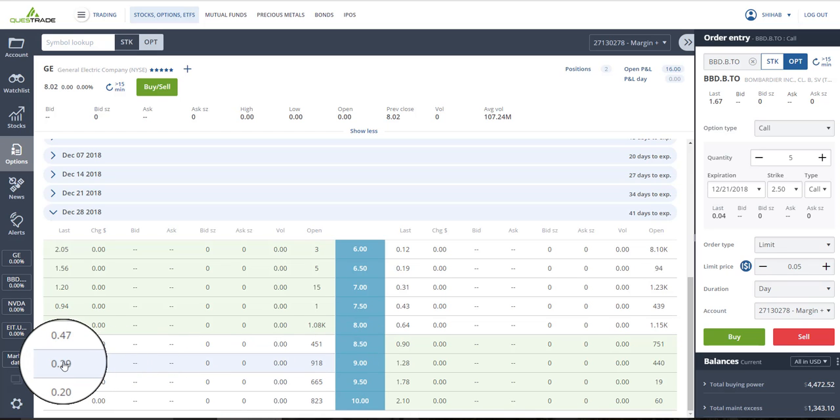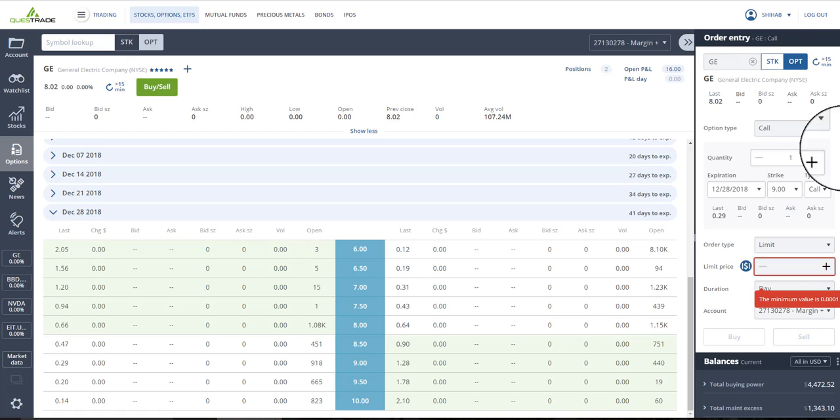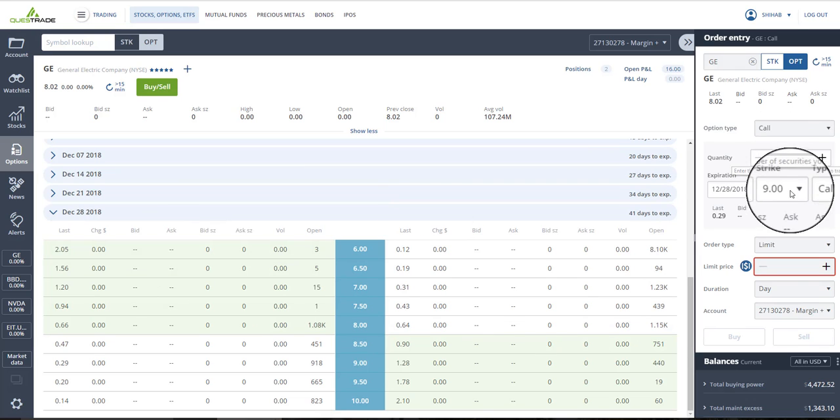So if you want to write the covered call, you simply just click on this, click sell. The order entry here updates. You pick the number of option contracts you have. So if you have 100 shares, that's 1 option contract. If you have 500 shares, that's 5 option contracts. So here I'm going to leave 1.